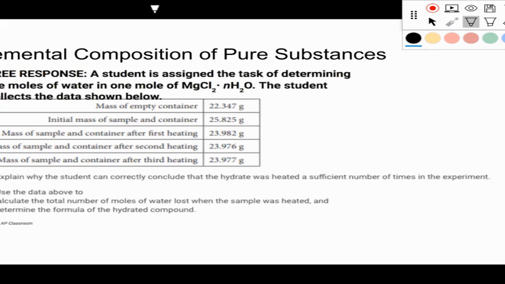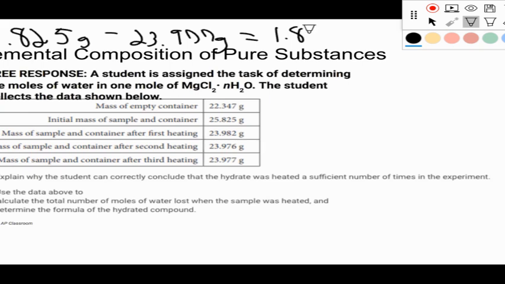So then I'm going to go ahead and work that part out. So I have 25.825 grams minus 23.977 grams. And that gives me 1.848. And that is my water.